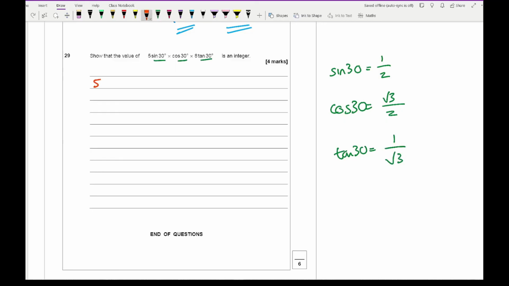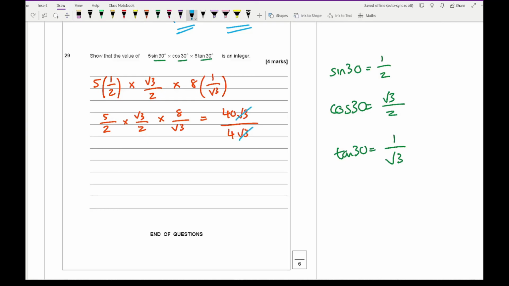So I've got 5 lots of a half times root 3 over 2 times 8 lots of 1 over root 3. If I simplify that, I end up with 5 over 2 times root 3 over 2 times 8 over root 3. Just doing normal fraction work, I've got 5 times 8, which is 40 root 3, over 2 times 2, which is 4 root 3. Then the root 3's cancel, leaving me with 40 divided by 4, which is 10. And that there is my final answer and the end of this paper.